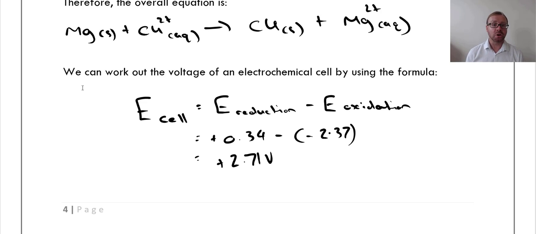The positive sign of the E cell shows that it is a feasible reaction, or is spontaneous, so it will happen. Right, hope that makes sense. I think it's quite straightforward. All you have to remember is this equation, and you should be able to work out these cell potentials. So, your turn. Have a go at answering these questions, and I'll be back in a minute.